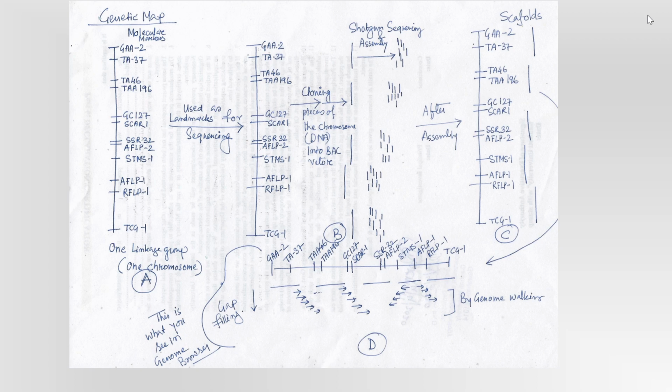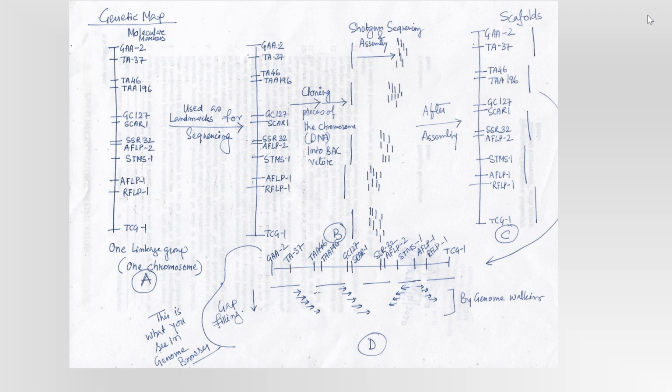Now this genetic map is fragmented, as you can see in the B part. These fragments are again shotgun sequenced separately and assembly is done. After its assembly is done, it is mapped in various places based on your molecular markers in the genetic map, which is shown in your C part. Now these are called the scaffolds.